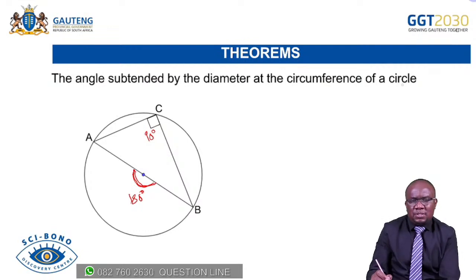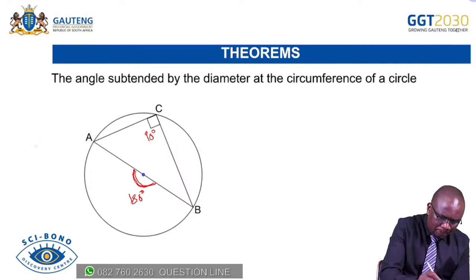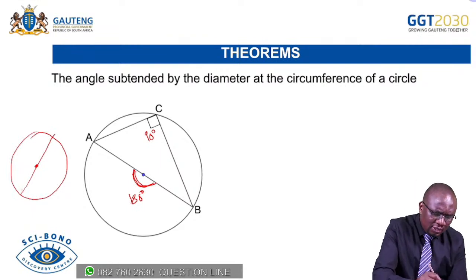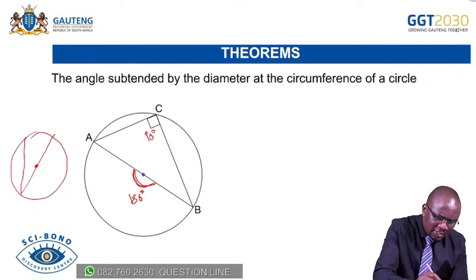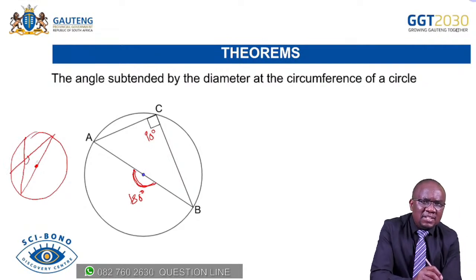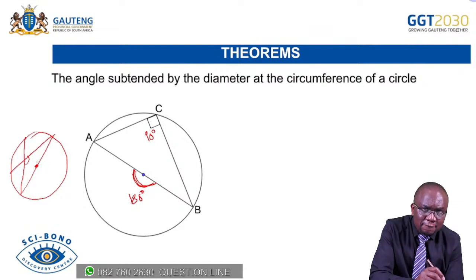Please don't be confused. I've seen people get a triangle like this, and then let's say there's a diameter there, and then there's a line going like this, and then a line maybe going like this, and then they say this angle here is 90 because of the diameter there. No. The angle must be subtended at the circumference. It must be at the circumference.